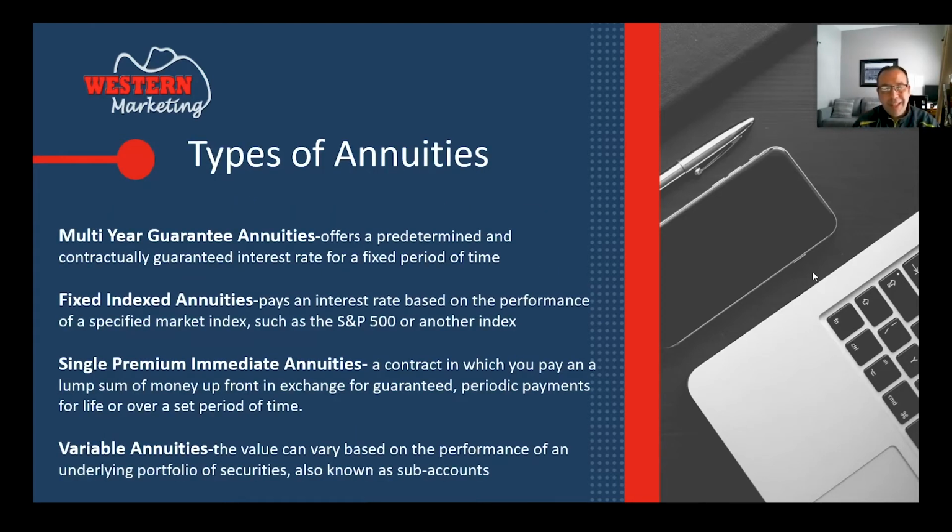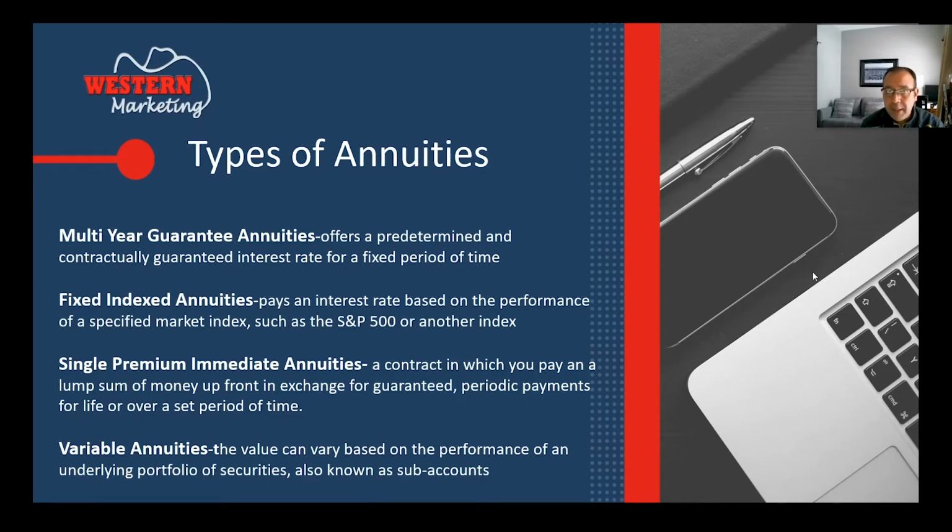Now, the different types of annuities, the four main categories, are multi-year guarantee annuities. These offer a predetermined and contractually guaranteed interest rate of return for a fixed period of time. Think of it as a CD. A CD pays an interest rate for a fixed period of time. A multi-year guarantee annuity pays a fixed rate for a defined period of time.